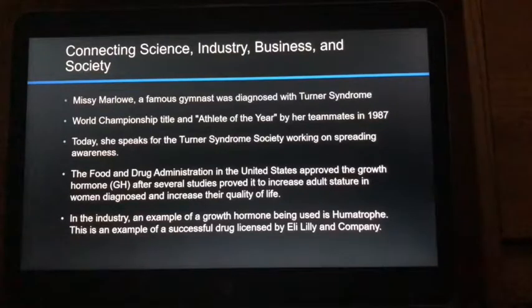The FDA in the U.S. approved the growth hormone after several studies proved it to increase adult stature in women diagnosed and increase their quality of life. In the industry, an example of growth hormone being used is Humatrope. This is an example of a successful drug licensed by Eli Lilly and Company. Another example of how this affects industry and society is my own roommate, Trevi. She has a personal example that she'll be showing in an interview later in this video.